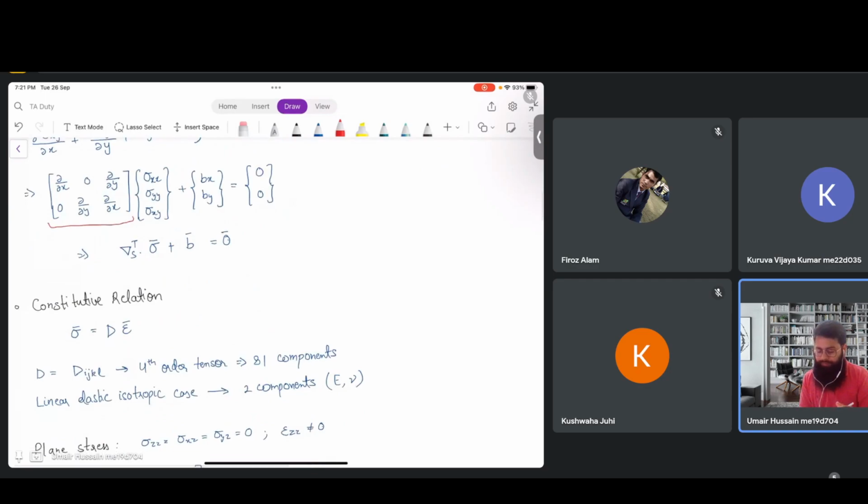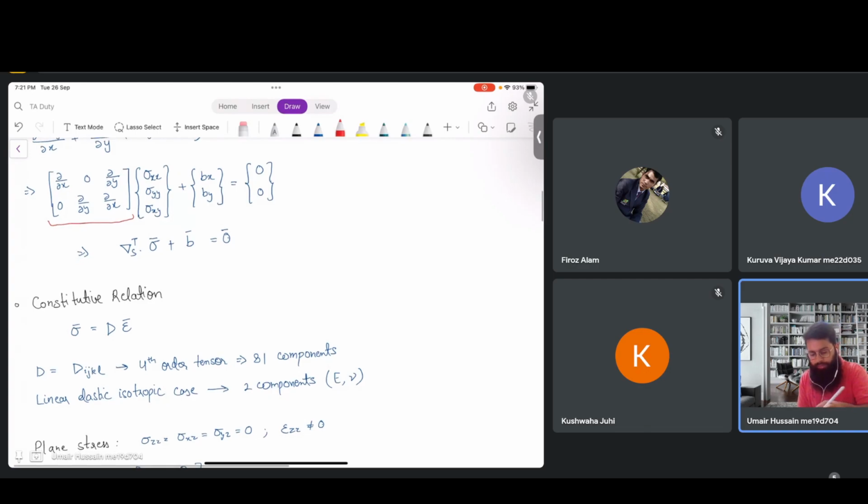Now all we need to do is relate the stresses with the strain, and that is known as the constitutive relation. So in 1D, we used to study that stress is directly proportional to strain, where the proportional constant was this parameter called Young's modulus.